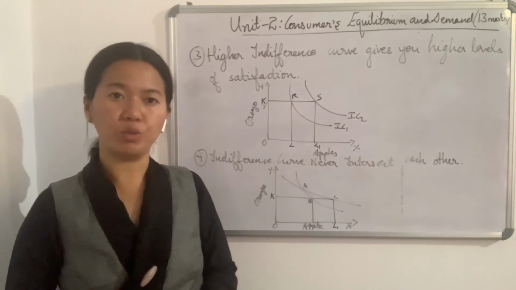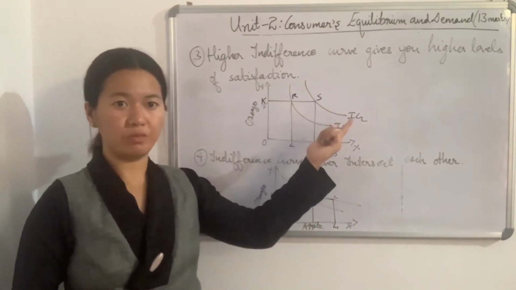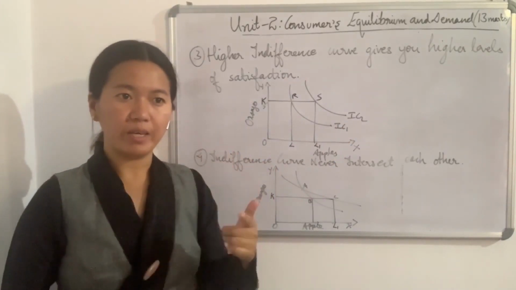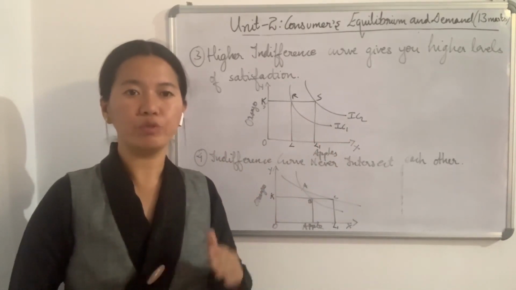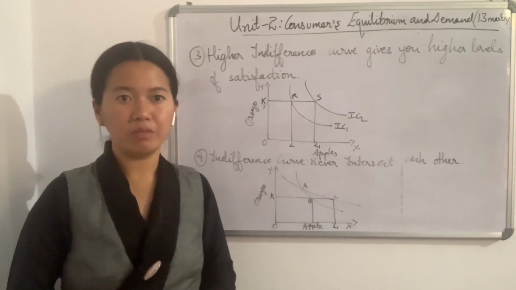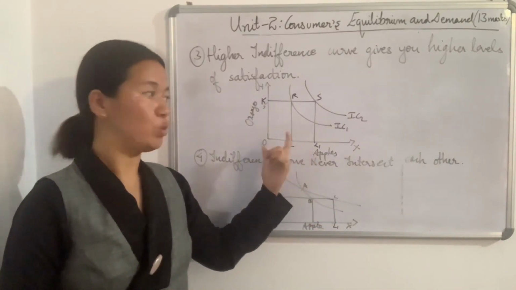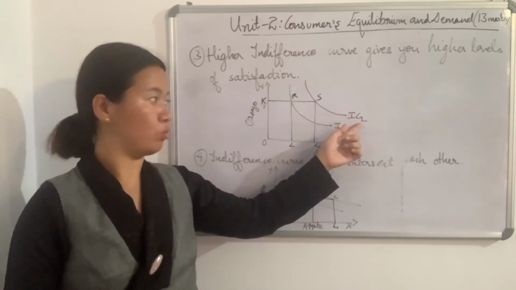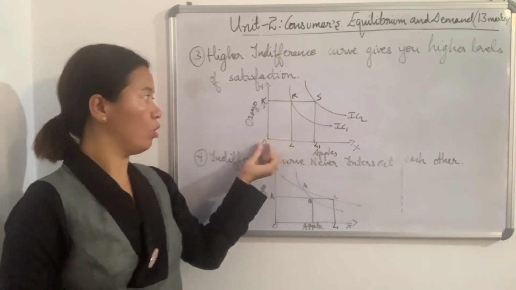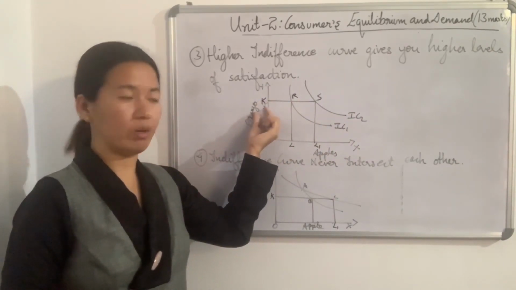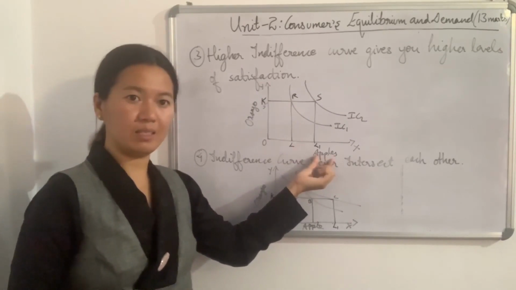And the third property of indifference curve is that higher indifference curves give you a higher level of satisfaction. In the diagram, as you can see, there are two indifference curves. I would like to add that more than one indifference curve is called an indifference set. When you have 2, 3 or many indifference curves, it is called an indifference set. In this diagram, there are two indifference curves, IC1 and IC2. On IC1, we have point R, which consumes OK level of good 2, that is orange, and OL amount of good 1, that is apple.